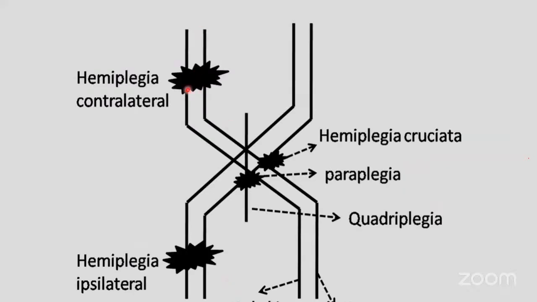If there is a lesion before the crossing of the corticospinal tract, it will result in contralateral hemiparesis. At the crossing level, if the fibers for the upper limb are involved preferentially, it will cause hemiplegia cruciata. If the fibers for the lower limb are involved preferentially, it will result in paraplegia. While after the crossing, if the fibers are involved, it causes ipsilateral hemiplegia.